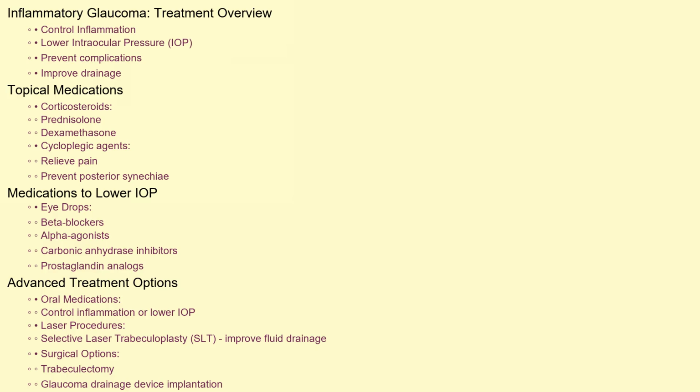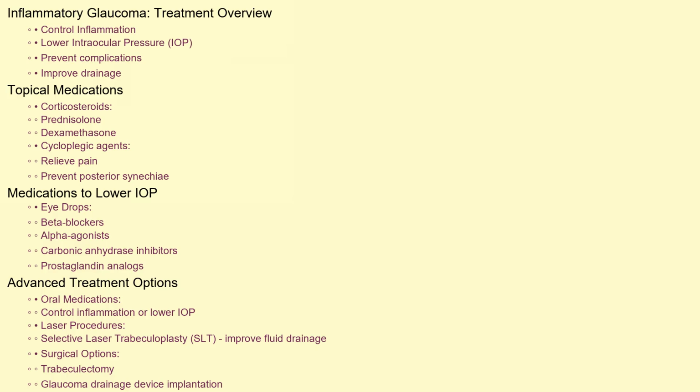The treatment and management of inflammatory glaucoma focus on controlling both the inflammation and the intraocular pressure. Topical corticosteroids, such as prednisolone or dexamethasone, are often used to reduce inflammation in the eye. Cycloplegic agents can help to relieve pain and prevent the formation of posterior synechiae, which are adhesions between the iris and the lens. To lower intraocular pressure, eye drops such as beta blockers, alpha agonists, carbonic anhydrase inhibitors, and prostaglandin analogs are commonly prescribed. In some cases, oral medications may be necessary to control inflammation or lower IOP.